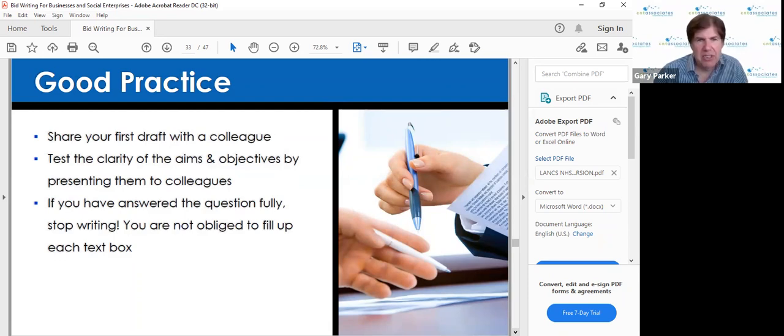If you have answered the questions fully, stop writing. You're not obliged to fill up each text box. Normally these days they keep it down to a word limit, particularly for smaller applications.